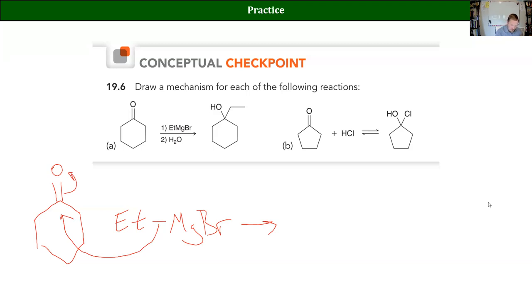So we'd wind up with an intermediate that looks like that, except neater, hopefully, in your own notes. And then from there, once you have water around, we do the proton transfer.